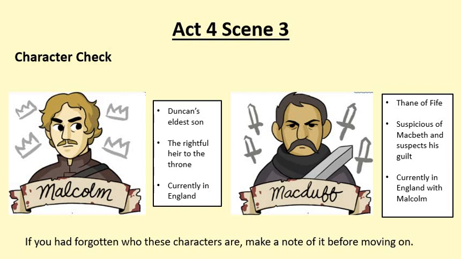Now with Malcolm is Macduff, who has been suspicious of Macbeth right from the very beginning. He's the Thane of Fife, and he's an honourable man, and he's obviously with Malcolm in England. So if you've forgotten who these characters are, you need to make a note of it before you move on.